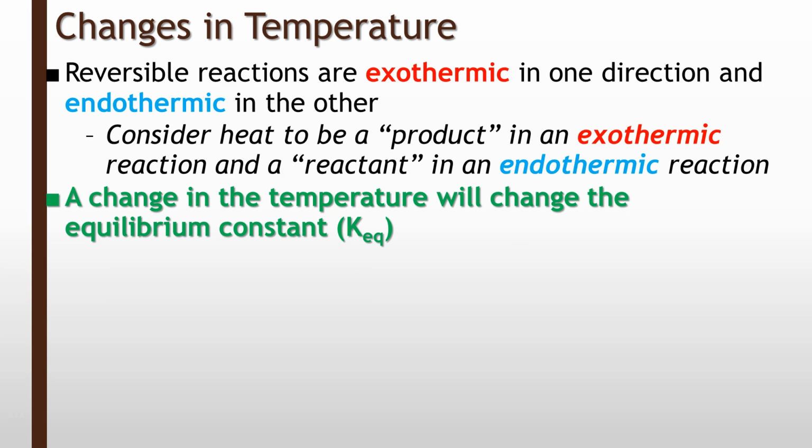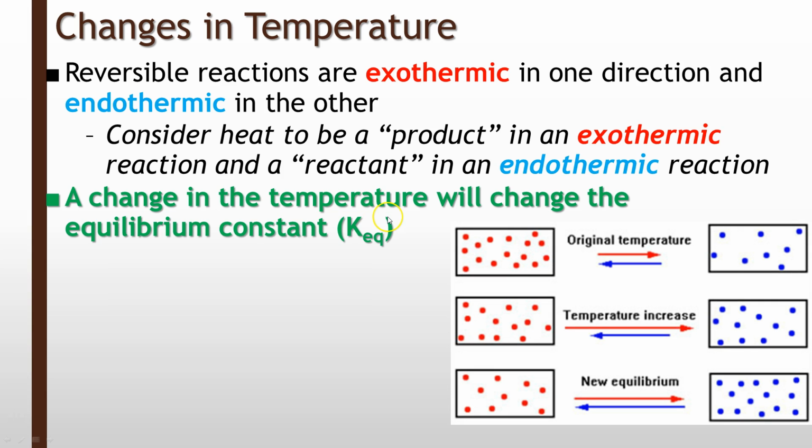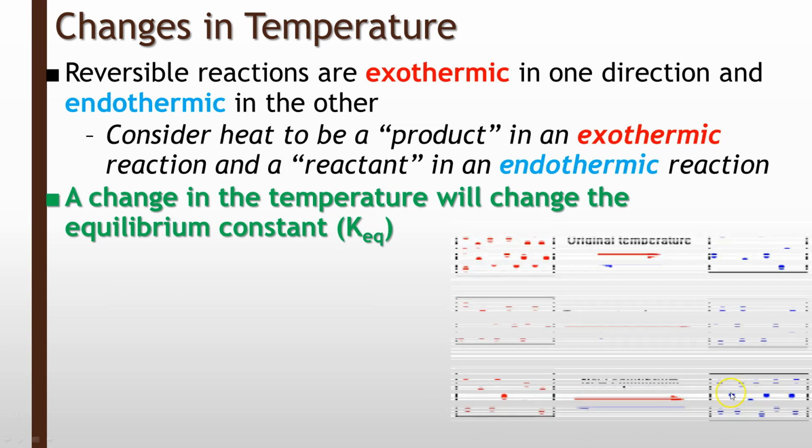I'm going to be changing my equilibrium constant. So this is the one thing here that actually will change my KEQ. This is why it's very specific at that temperature. Here it is at my original temperature. If I heat it up, if I increase it, I'm going to get more of this reaction right here, so I'm going to get more product. So if you compare my original to my new equilibrium, it has shifted. I'm going to get more product in this particular example.